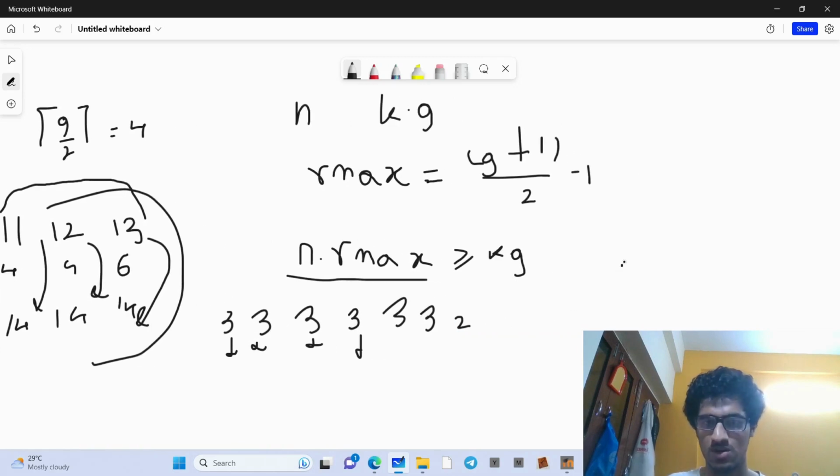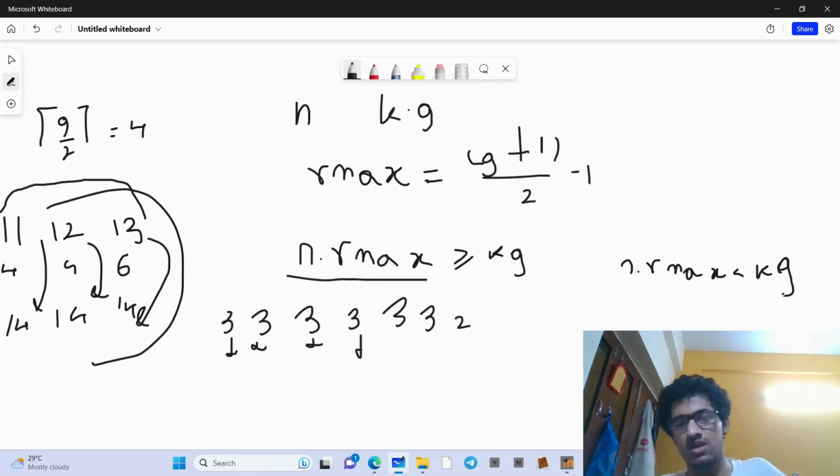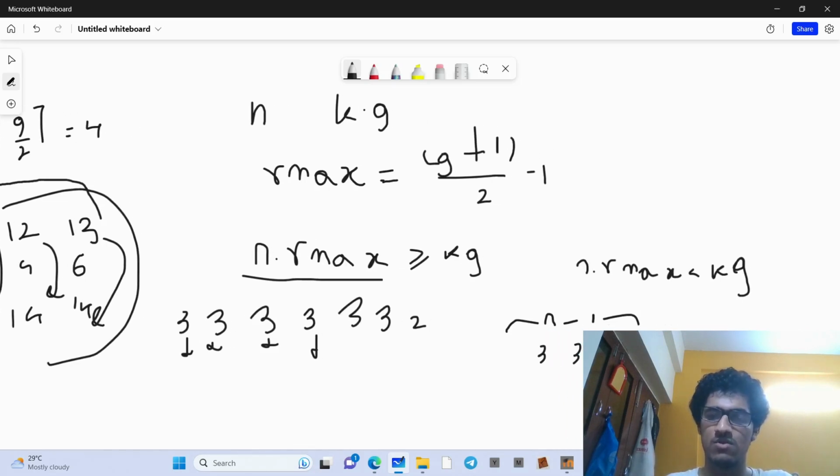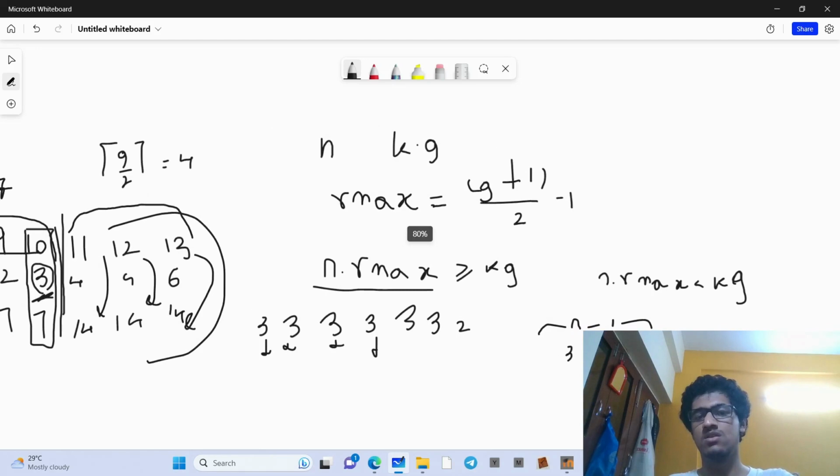And what if it's not true? So n into Rmax is less than kg. In this case, what I'm claiming is that for the first n minus 1, I'll assign Rmax, just like I did. So continuing the case for g equals 7, Rmax is 3. So I'll assign 3 n minus 1 number of times. And for the last one, I'll just keep whatever remains. So some t, or some random integer, some random variable you can assume which remains. And now I'm claiming that this is the most optimal solution.